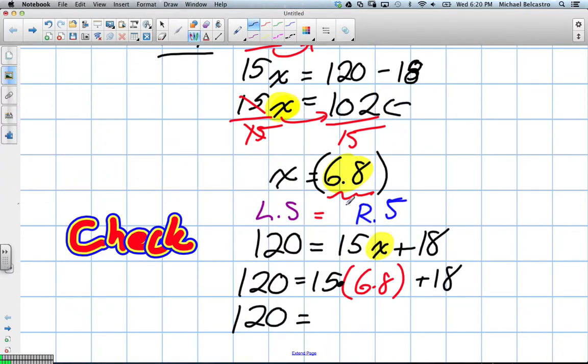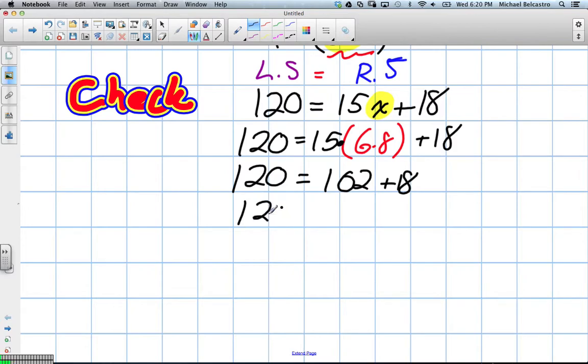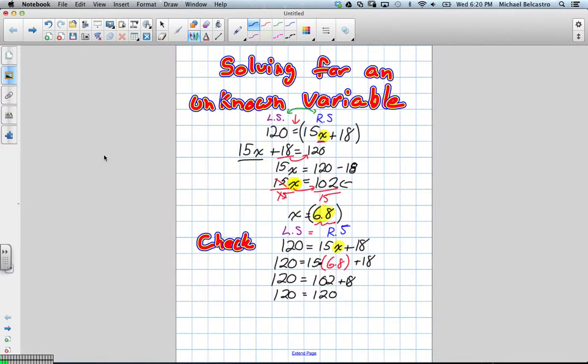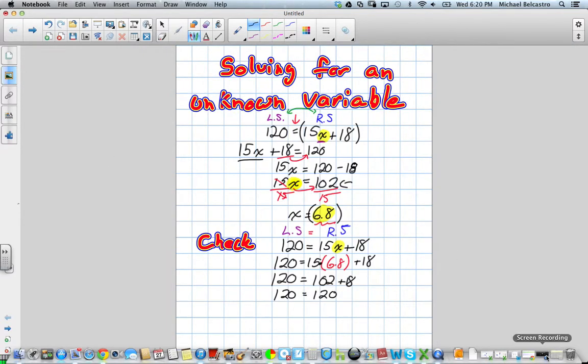Remember, we had 102 up here. So we have 102 plus 18. And what is 102 plus 18? 120. That's right. So is the left side equal to the right side? Yeah. So we know we've done this properly now, because our left side equaled what our right side had said.